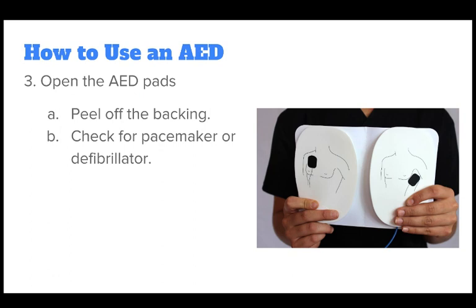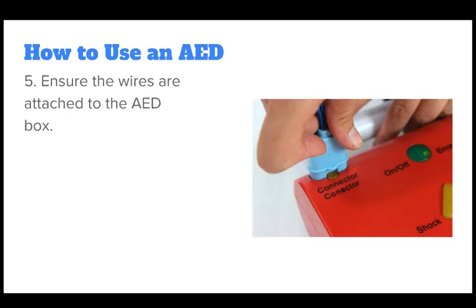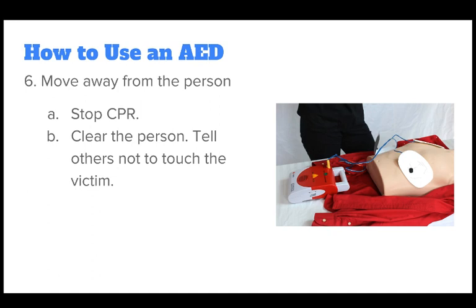Check for a pacemaker or defibrillator when applying the pads and make sure you don't apply the pad directly over any of those devices. Apply the pads, one on the upper right chest above the breast and the other on the lower left chest below the armpit. Ensure the wires are attached to the AED box. Move away from the person, making sure you say "clear" verbally so no one else is touching the victim.